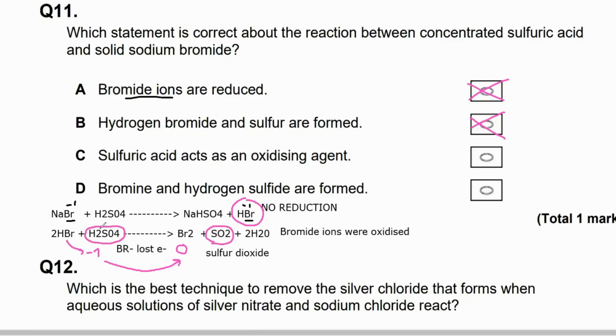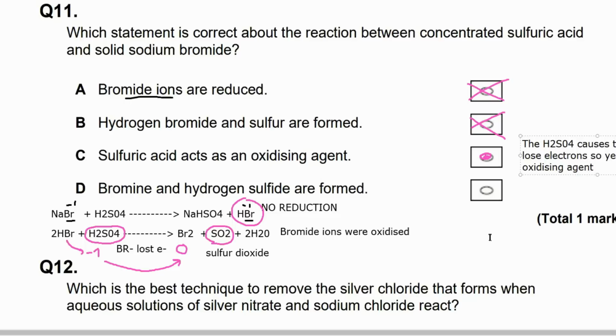Sulfuric acid acts as an oxidizing agent. Well, the sulfuric acid, as we said, goes from +6 to +4. What does that mean? That means it's gained electrons, it's caused something to be oxidized. So yes, H2SO4 in these reactions acts as an oxidizing agent by taking electrons. The sulfur in the sulfuric acid gets reduced, so the sulfuric acid is acting as an oxidizing agent.